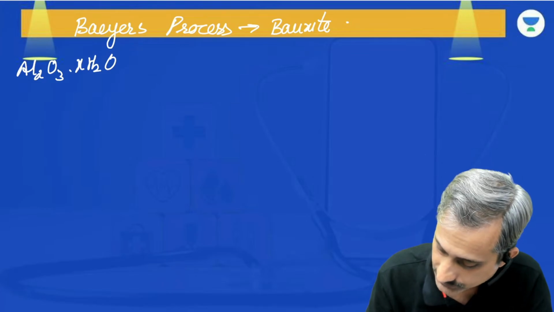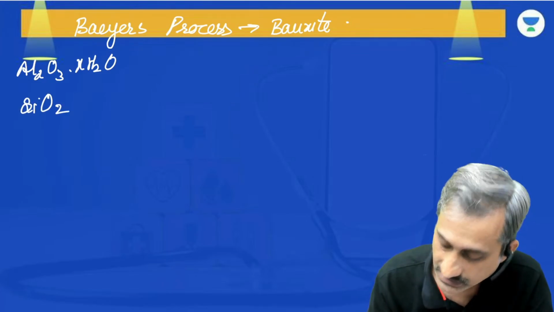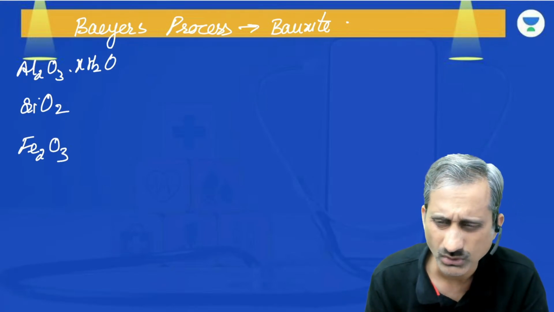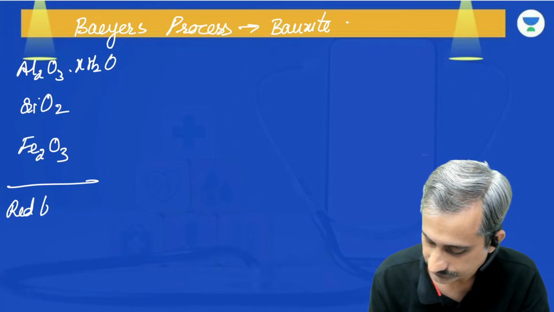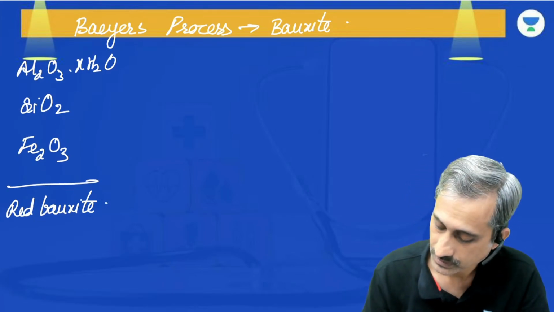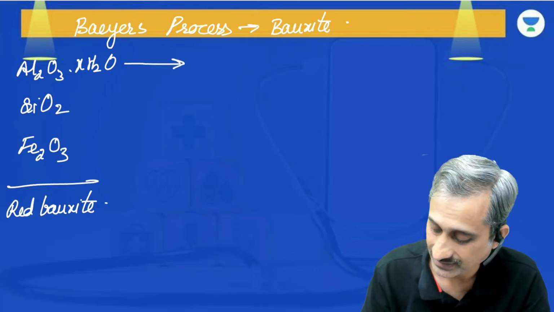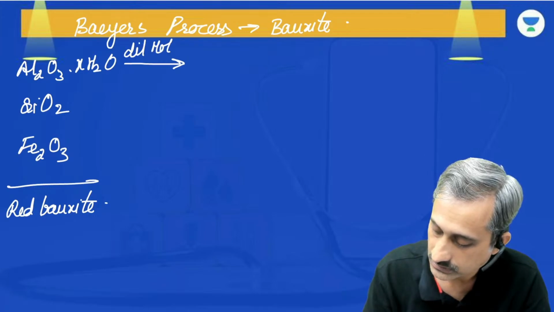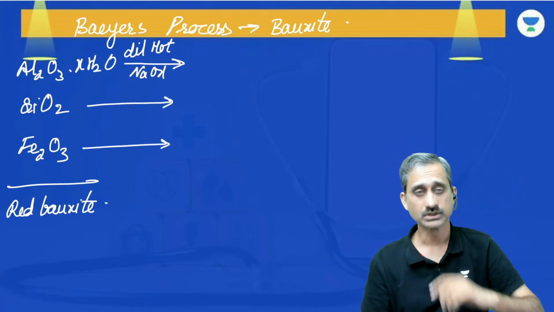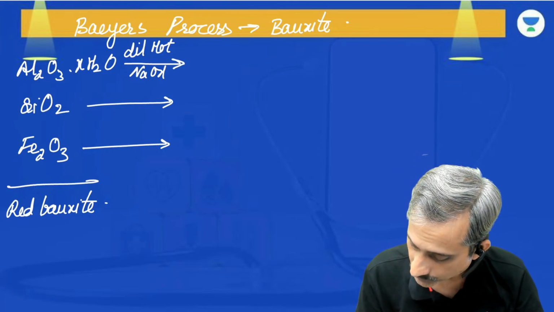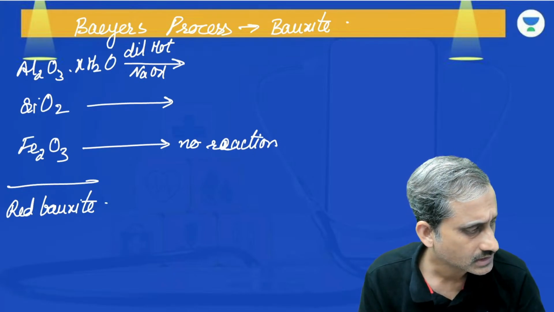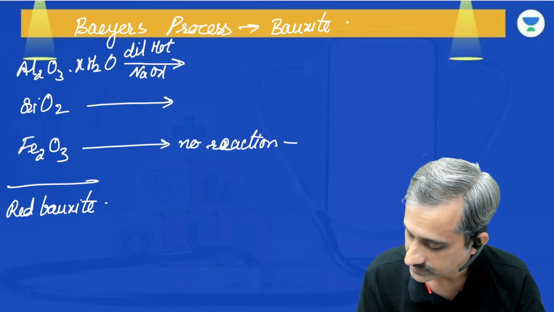Now, bauxite contains certain impurities. It contains silica as an impurity, aluminosilicate, silica, and it contains iron oxides. It is Fe2O3, FeO, all mixed oxide. This is sometimes referred to as red bauxite. Now, we treat this bauxite with one solvent, and that is dilute hot sodium hydroxide. When we talk about Fe2O3, there is no reaction. It does not interact with the sodium hydroxide, so this separates out.